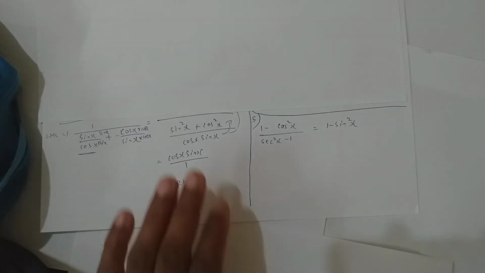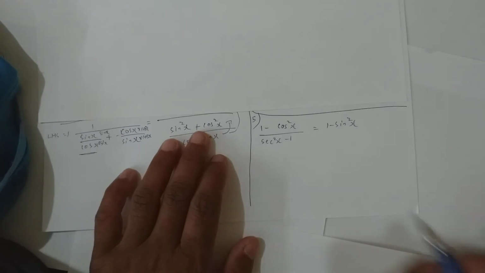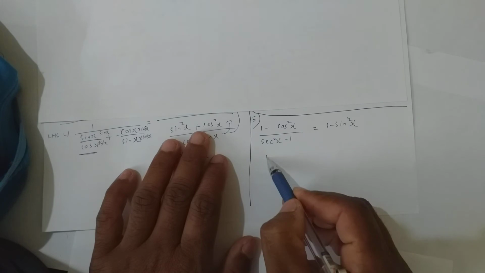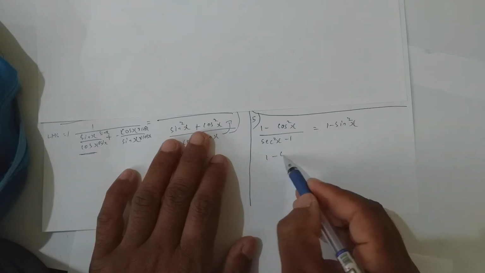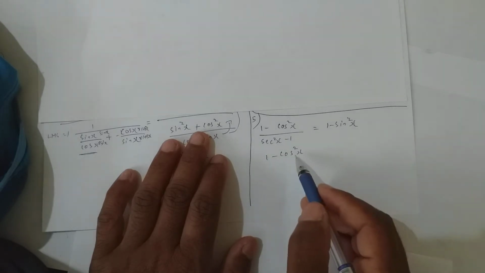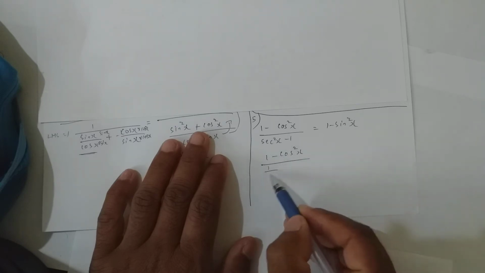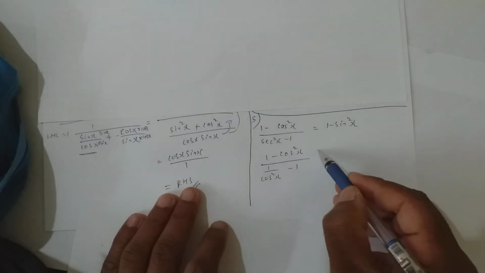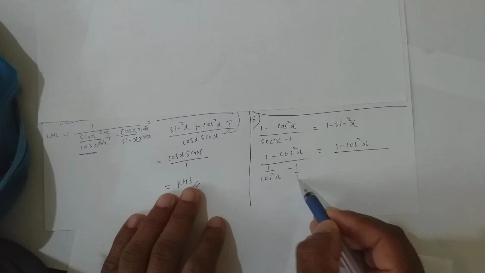Look at next sum now. 1 minus cos square x by secant square x minus 1 equal to 1 minus sin square x, you need to prove. Again cos square x, I write like that only, and here secant square x can be changed to what? 1 by cos square x minus 1. Next 1 minus cos square x, leave it like that, and here the LCM.